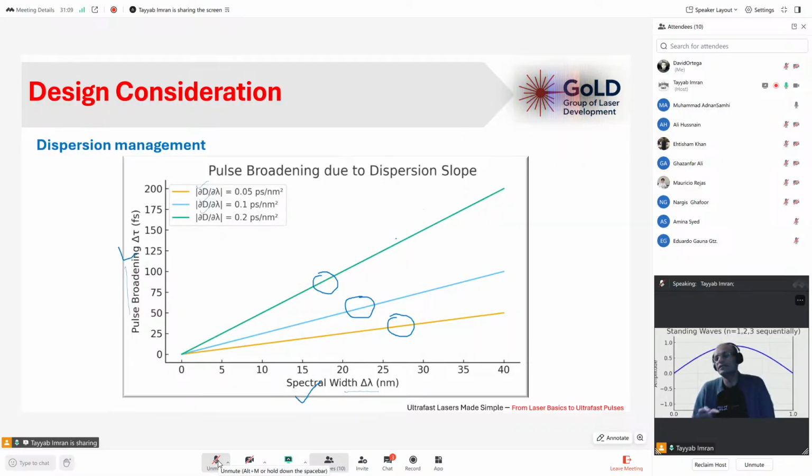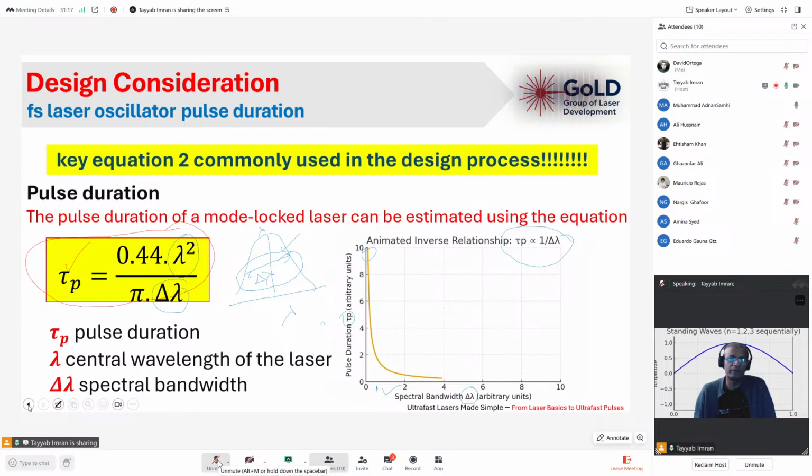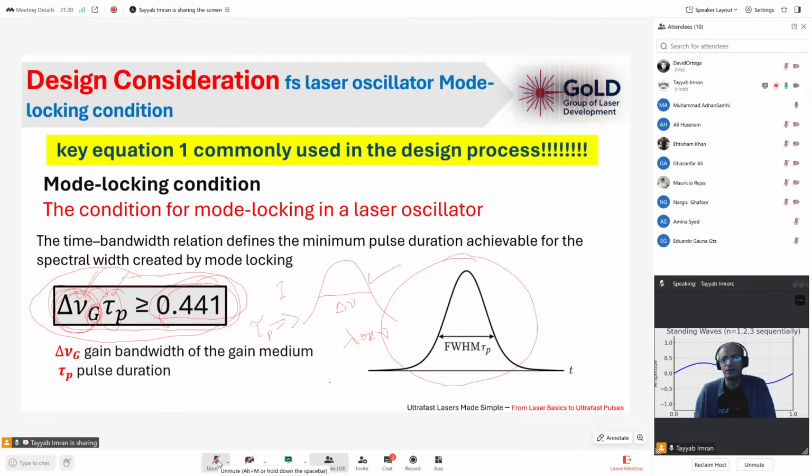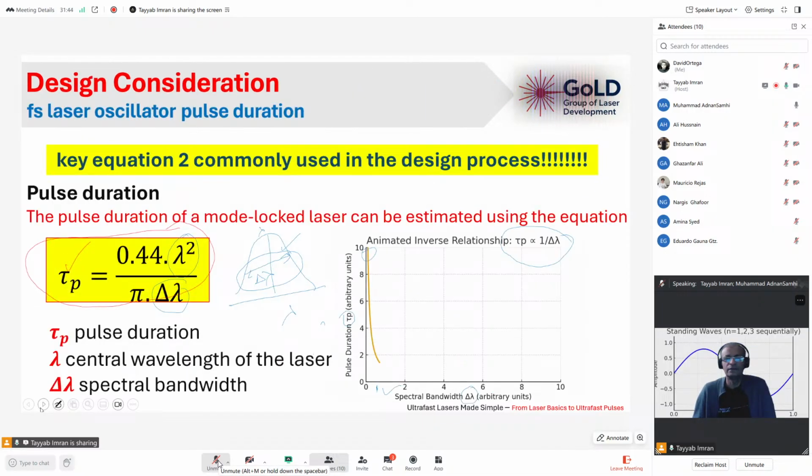So these are the key equations, actually, that we have studied. Keep in mind that if you need them anytime in your life, these 3-4 equations are very important in the case of femtosecond lasers. First is the time bandwidth product, and then this one is the pulse duration equation.